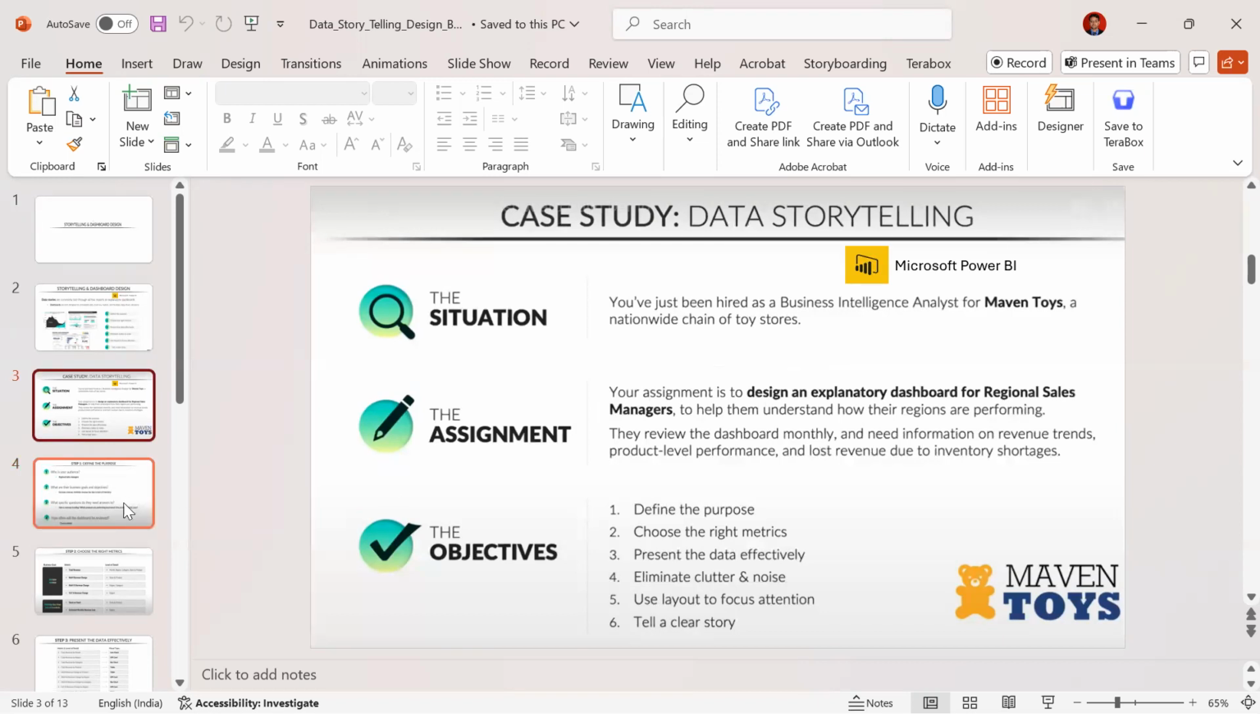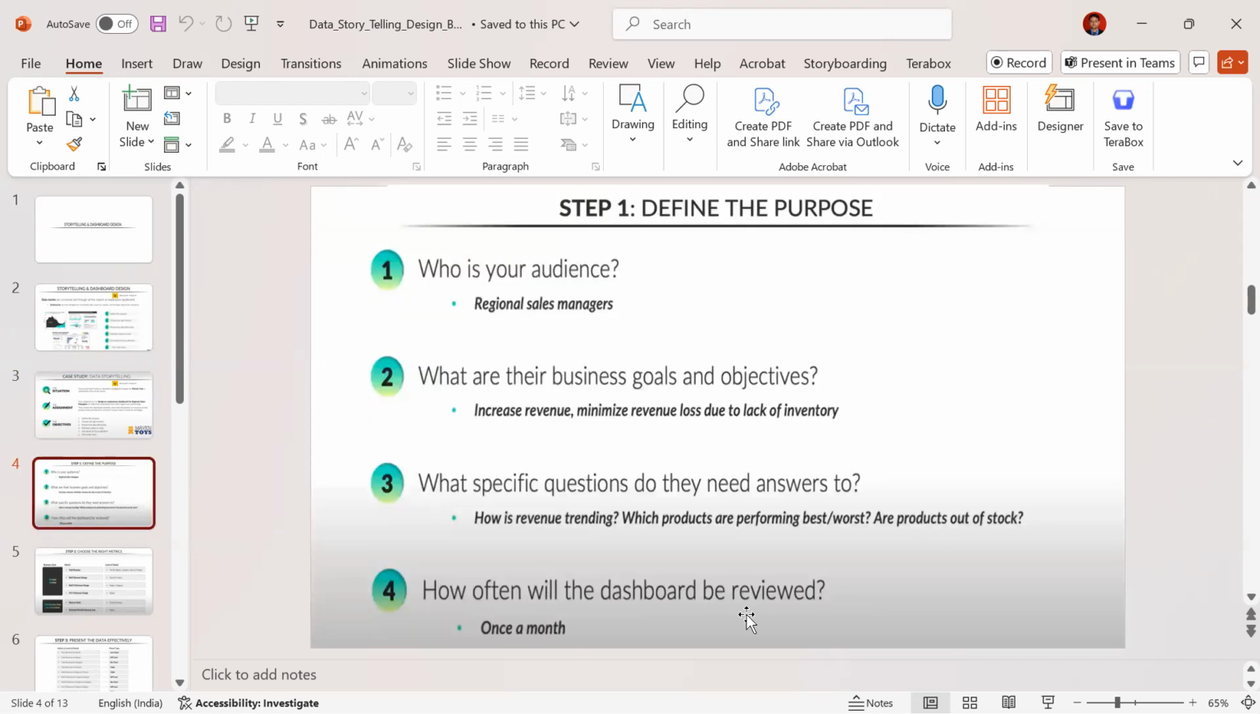So what is my dashboard review? When will it happen? Often monthly. Some people will do weekly also. Some people do daily, or some people do fortnightly, 15 days, and some people do quarterly. So for this requirement, it is a monthly dashboard.